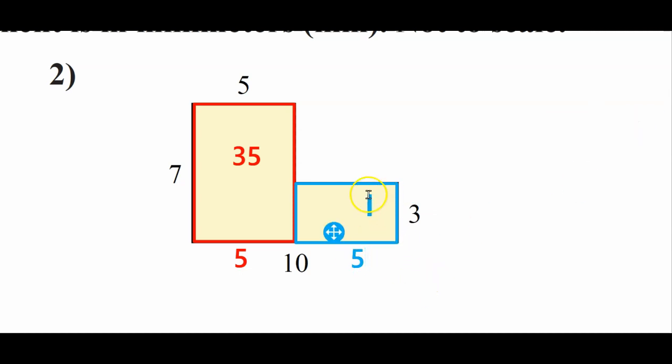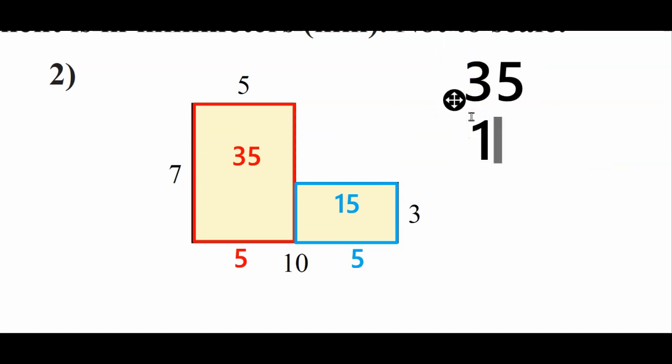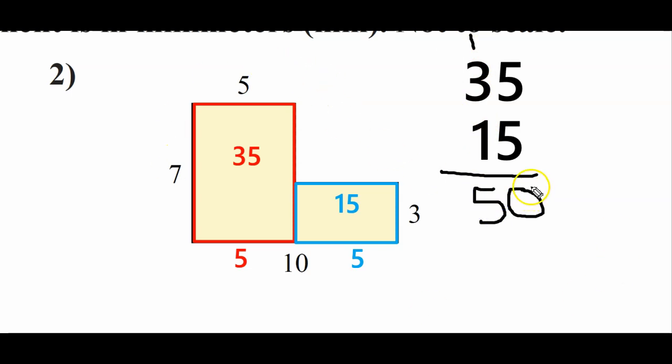So now for the blue square, I have my length and width, right? So what would be the area for the blue one? 15. So then I'm adding 35 plus 15, which is how much? 5 plus 5 is 10. Put the 0 down, carry the 1. 3 plus 1 is 4, plus the 1 that I carried, 5. So the total area for the whole thing is 50.